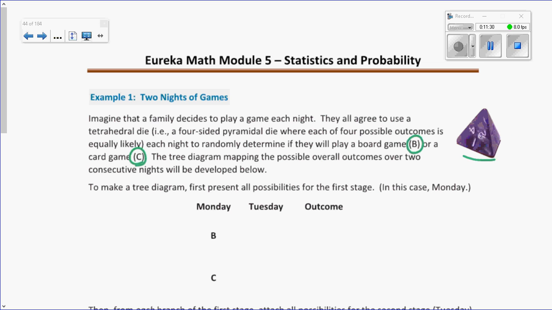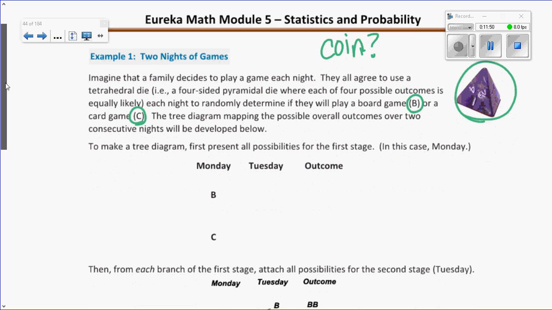Now, when I first read this, I thought, why are they using a 4-sided die? Why don't they just use a coin? And we actually find out in example 2, because I was a little impatient with this. I thought, why are they using a 4-sided die if there's only 2 options? So what we're going to do first is look at the tree diagram, and then on the next page, we're going to realize why they don't use a coin.